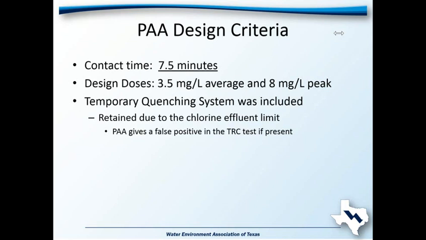all of our facilities are permitted as if they are industrial facilities. And that means that they have technology-based limits based on the industries that are discharging to them. One of those industries that we're allowed to receive waste from had a limit that you could not discharge any measurable chlorine. The chlorine test picks up PAA and shows that as chlorine. So therefore, we had to abandon that whole idea and just stick with the quenching system.